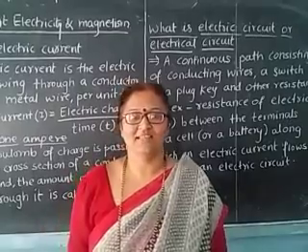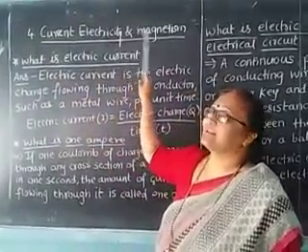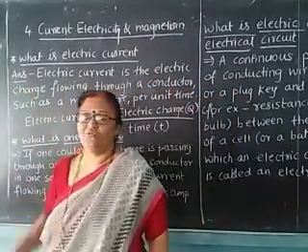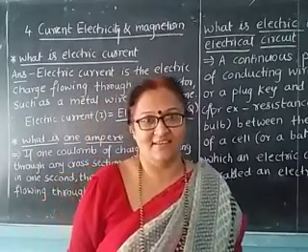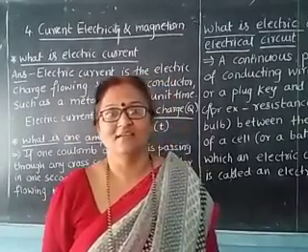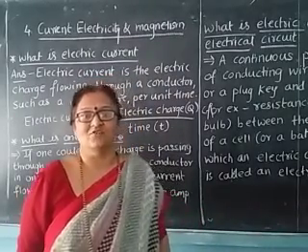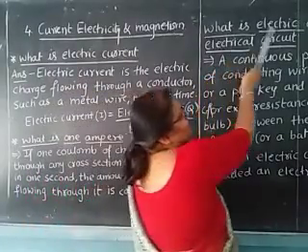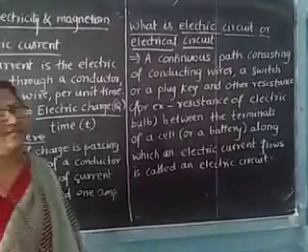We are starting the fourth lesson, that is nothing but current, electricity and magnetism. This is the second day of our lecture. Yesterday we saw what is electric current, electricity, and also the electric circuit. Now today we are going to see what is an electric circuit, or you can say electrical circuit.